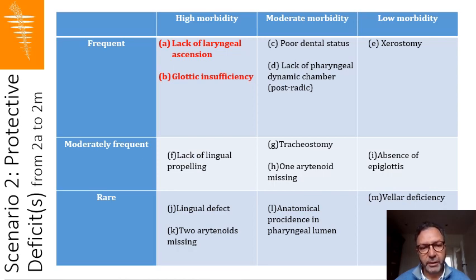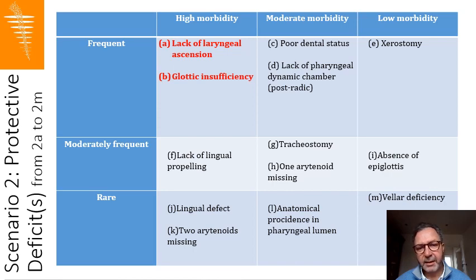One of the 2 biggest factors that influence the safety of the swallow for us consists in the lack of laryngeal ascension or elevation. You can assess that clinically also by palpating the neck and asking your patient to swallow at the same time. And also the glottic insufficiency, characterized most of the time by vocal fold paralysis, which are the 2 main protection deficits of the airway, with the highest morbidity and also seen relatively frequently.